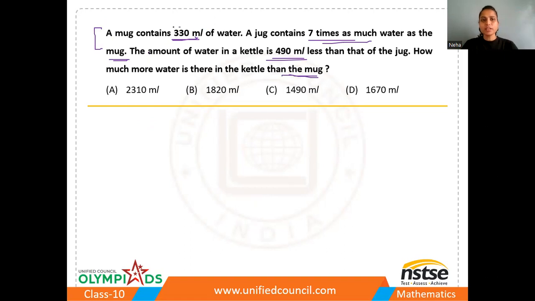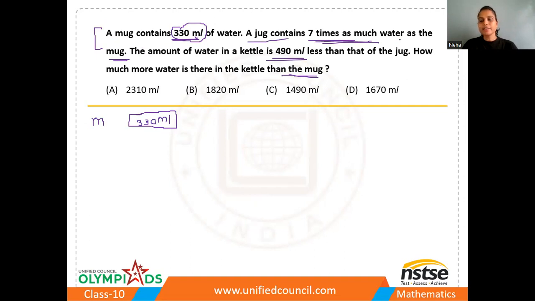A mug contains 330 ml of water. Okay, 330 ml of water. That means, let's suppose this is the mug and the mug has 330 ml of water. Clear?